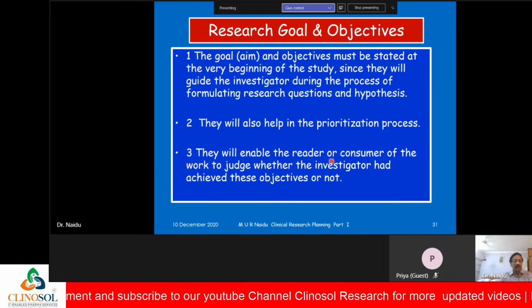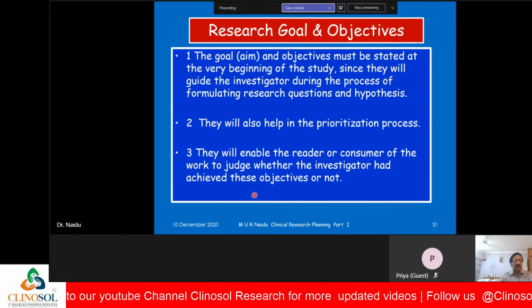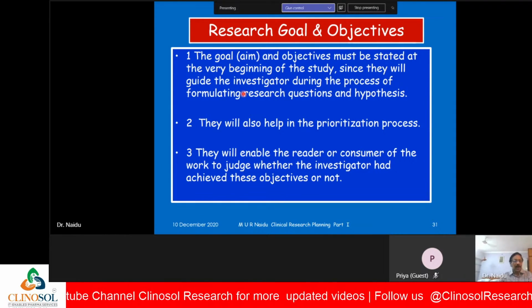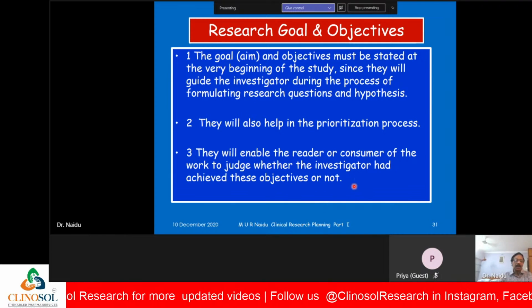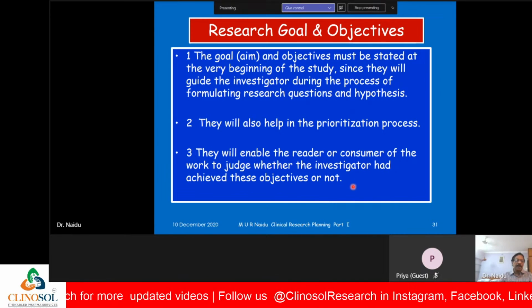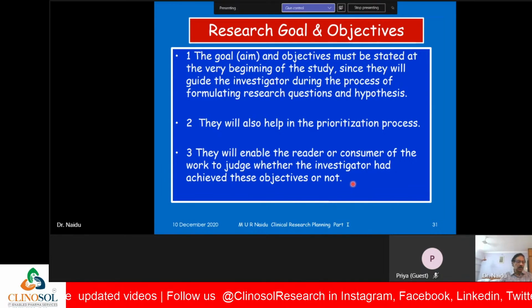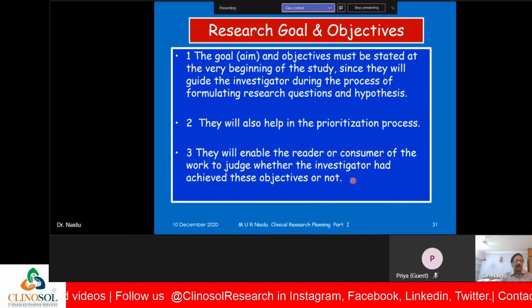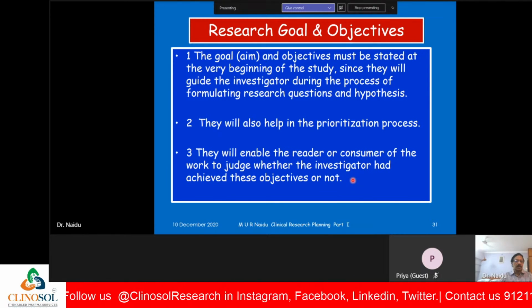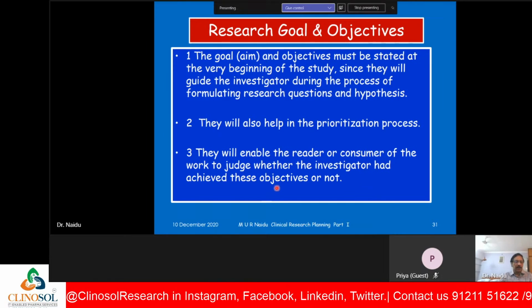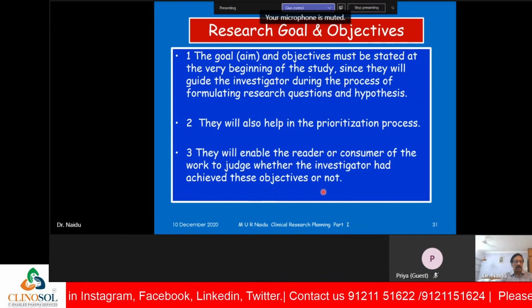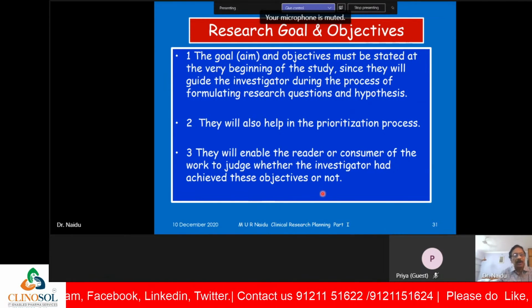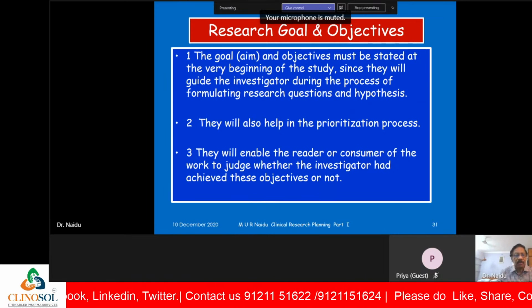The reader and consumer of the work will be able to judge whether the investigator has achieved these objectives, because we start with the aim and objective and complete the study. At the end, what is available is the report. Anybody can check: he wanted to do this study, he wanted to get this information, and this is the data output. Only by the aim and objective can I find out, at the end of the result, whether you have achieved the objective or not. So this is very important for research goal and objective.